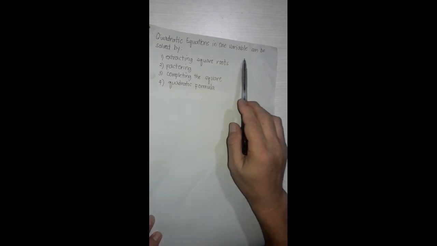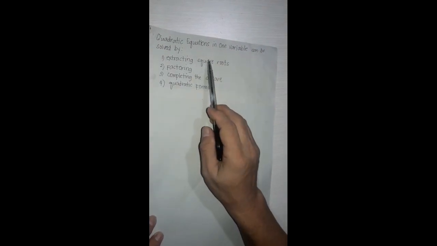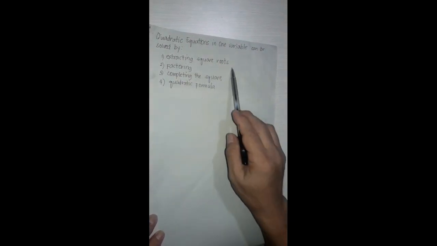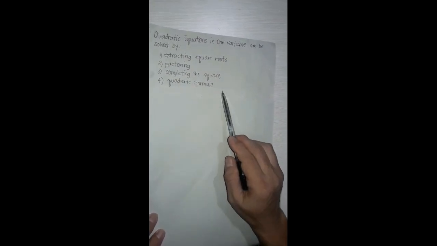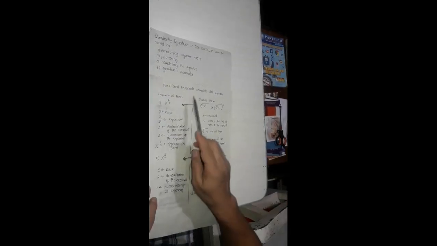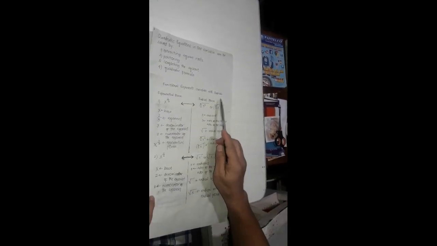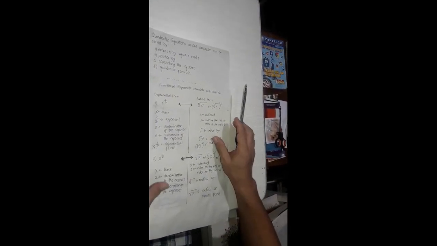Quadratic equations in one variable can be solved by four methods. We have extracting square roots, factoring, completing the square, and the quadratic formula. Fractional exponents correlate with radicals. I'm going to explain that fractional exponents resemble radicals.